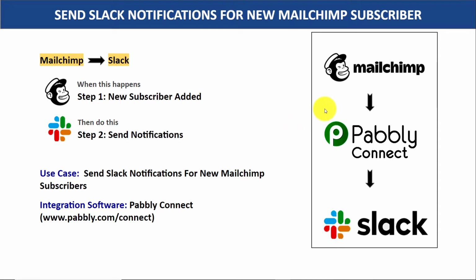So in this video, we will be using Pabbly Connect to integrate MailChimp and Slack. The best part of using Pabbly Connect is there is no need for coding skills or programming knowledge. It can be done easily. Let me show you on my screen.